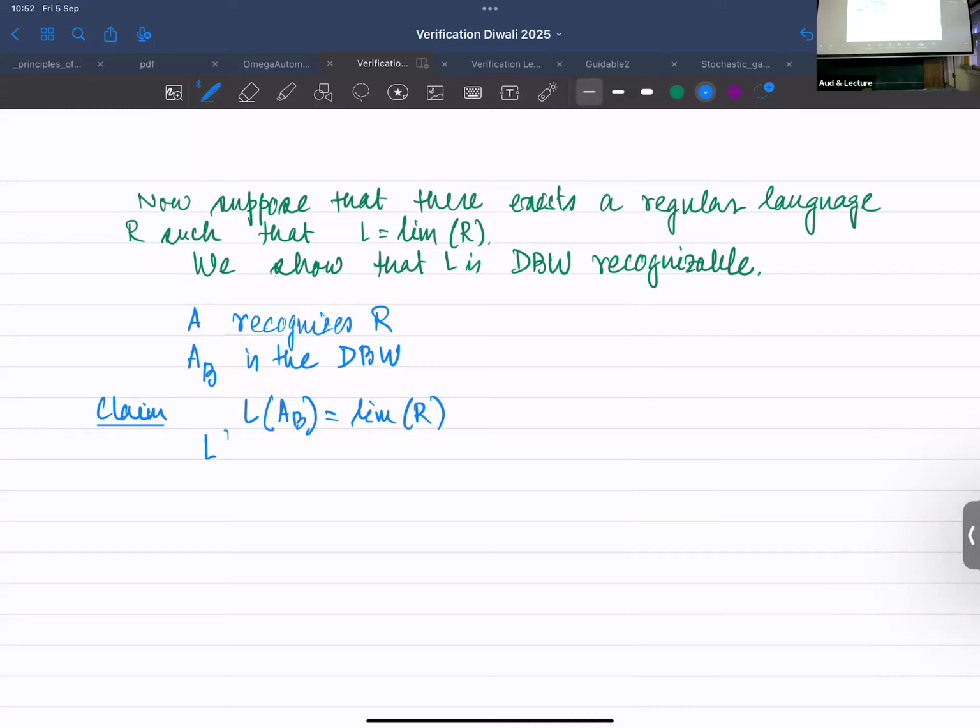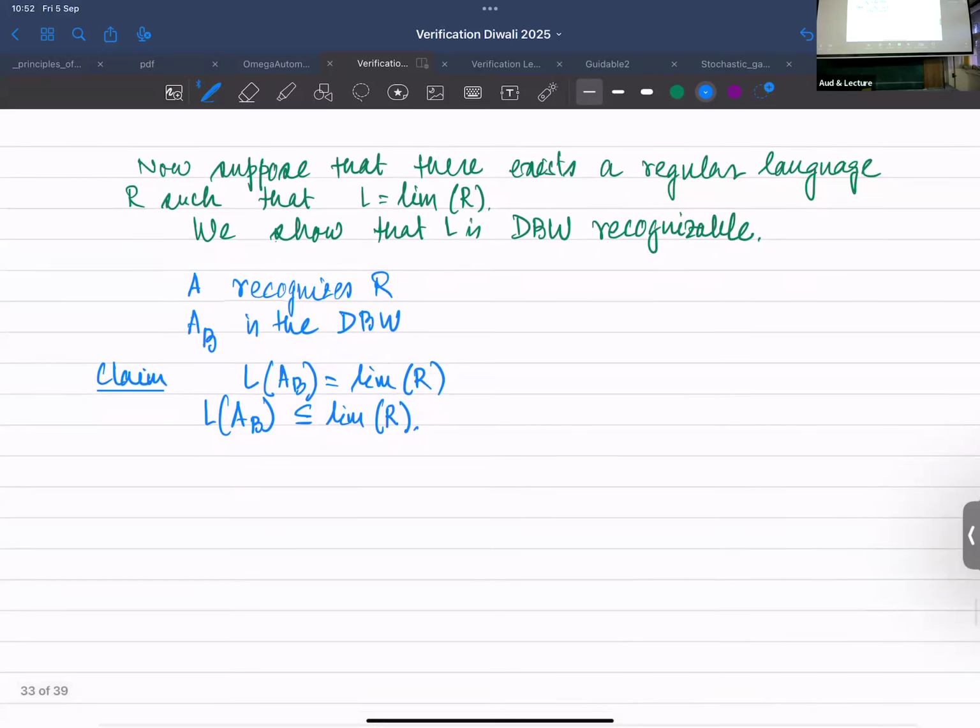Again, we have two directions. L of A_B is a subset of the limit of R, and the other direction. How do I show this? Suppose a word belongs to L of A_B, so there is an infinite word which visits accepting states infinitely many times, and hence all these finite prefixes will visit the accepting states.